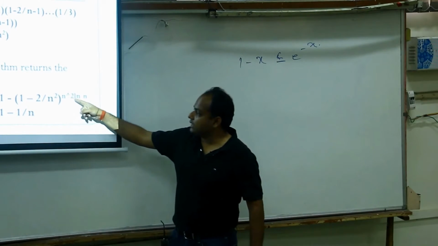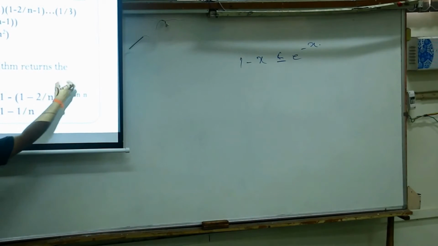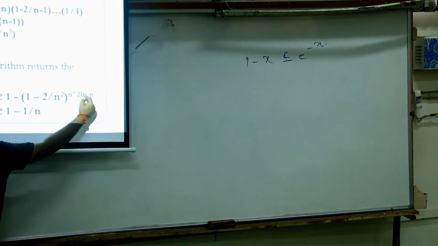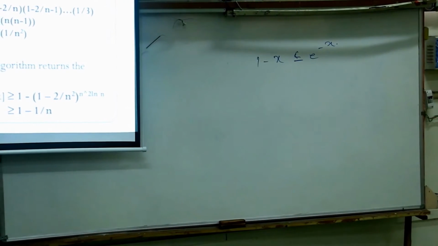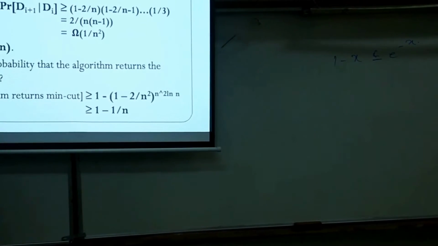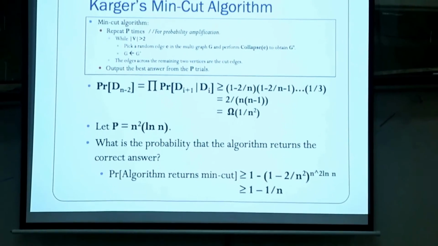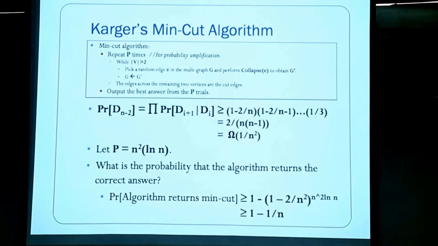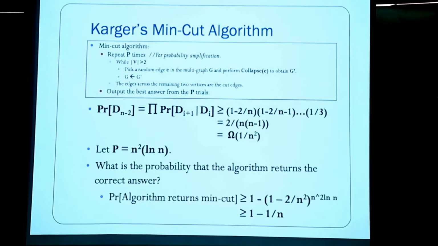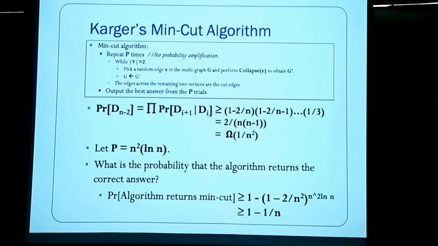That's why we choose n squared log n over here, since we wanted e to the power minus this quantity times this. So you get the probability that this algorithm returns the min cut is very large. We have boosted it to 1 minus 1 over n. So there is a good chance that your algorithm will output this fixed min cut that we started with. Are there any questions?